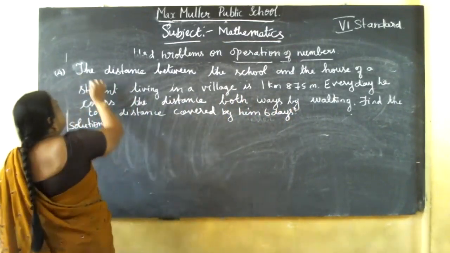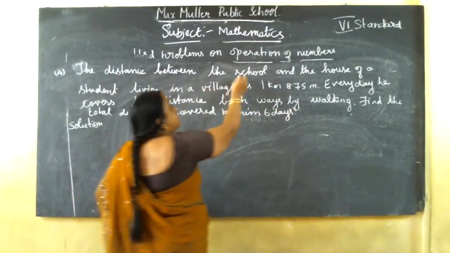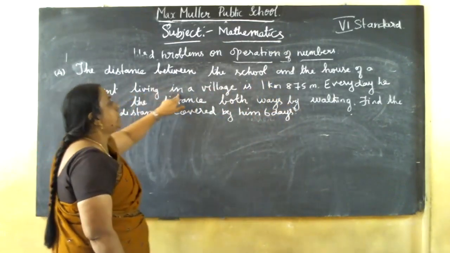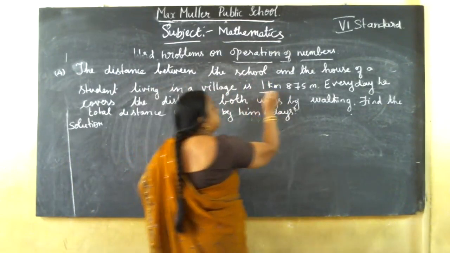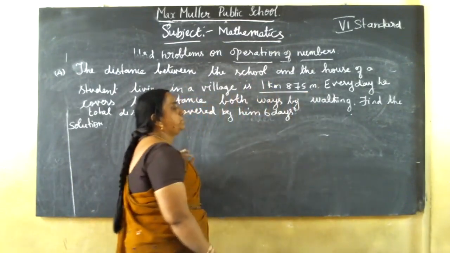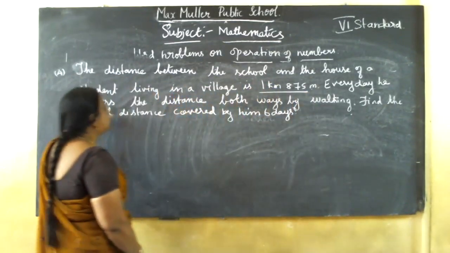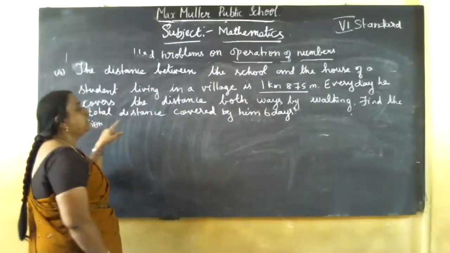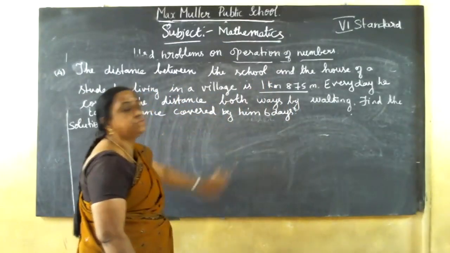So the first question is: the distance between the school and the house of a student living in a village is 1 kilometer, 875 meters. Every day he covers the distance both ways by walking. Find the total distance covered by him in 6 days.